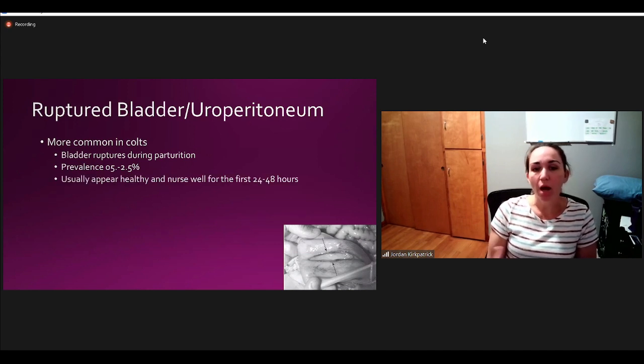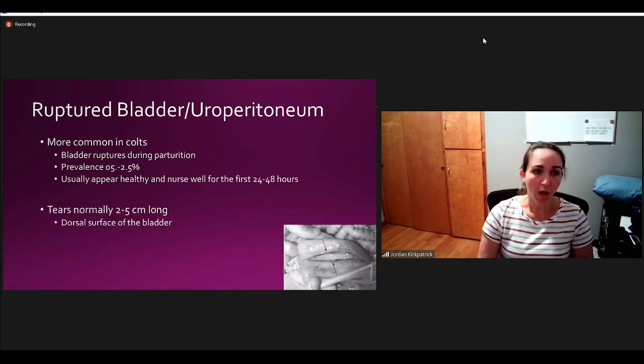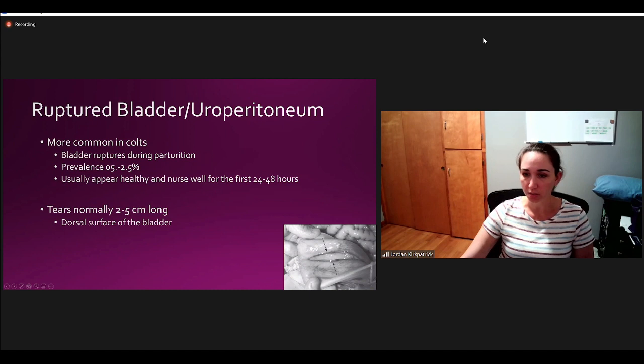And they usually appear healthy and nurse within the first 24 to 48 hours, and then they start getting sick and deteriorating. The tears normally are about 2 to 5 centimeters long and usually occur on the dorsal surface of the bladder. So you can see that's an example of a bladder tear right there.